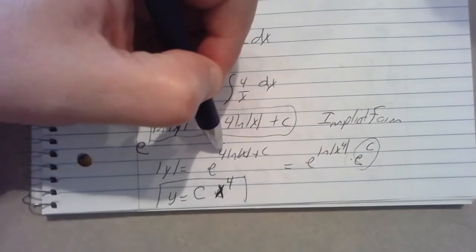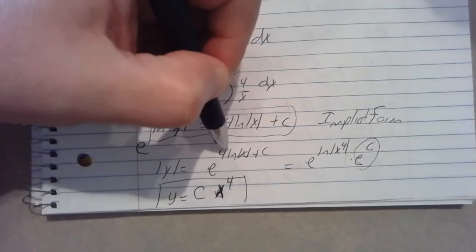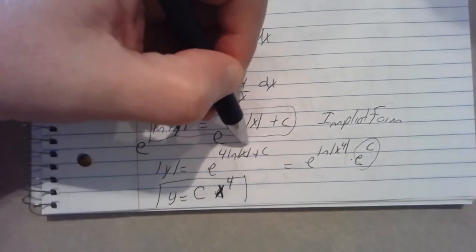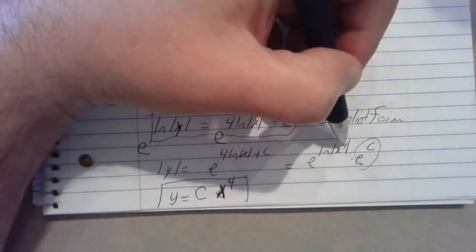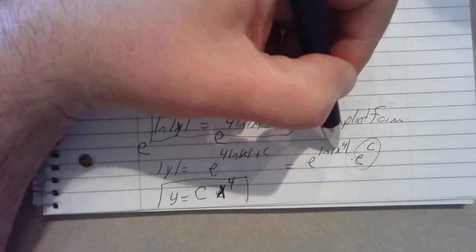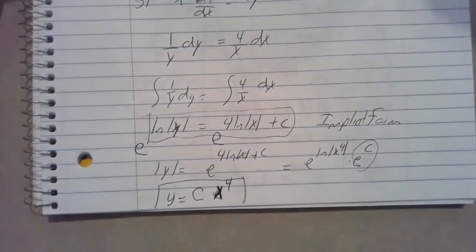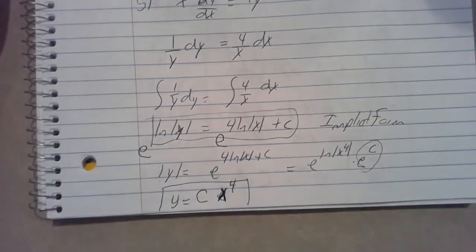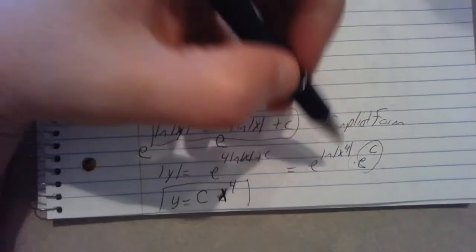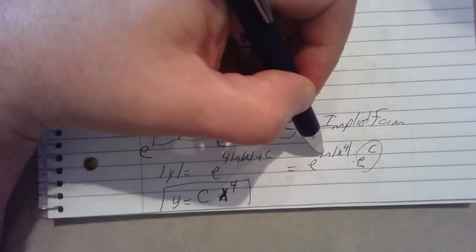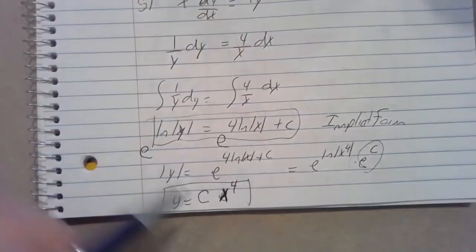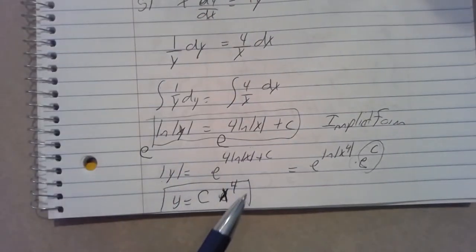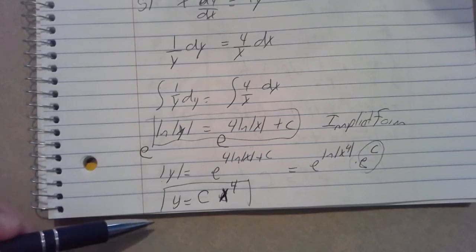Now, this 4 can come inside. Remember rules of logs. A number outside can be made the power inside. So that's natural log of absolute value of x to the fourth. Well, x to the fourth is always positive, so those absolute values aren't doing anything. And we get e to the ln of x to the fourth. That's just x to the fourth. So here's my explicit solution. A bunch of algebra happened here. Make sure you understand all of that.